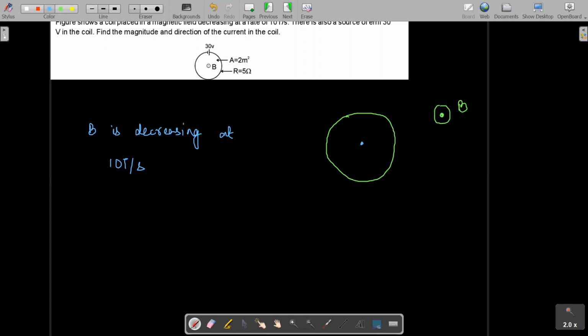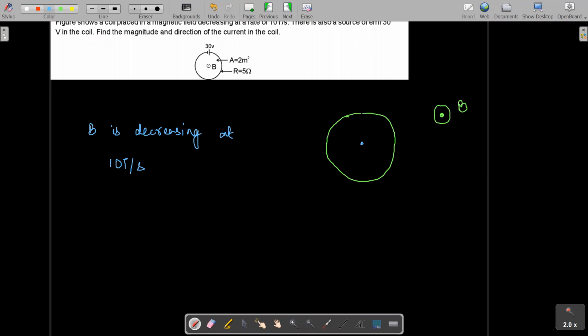So what will this loop try to do? It will try to increase the magnetic field outside the plane of paper. So this loop will try to induce a magnetic field outside the plane of paper.